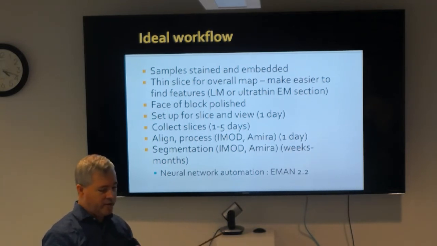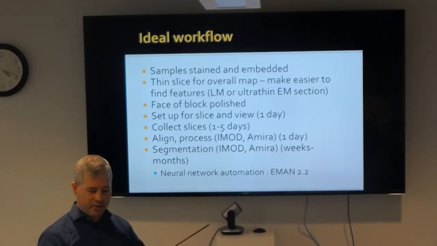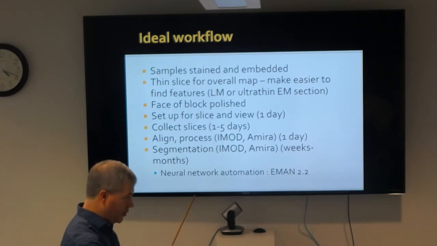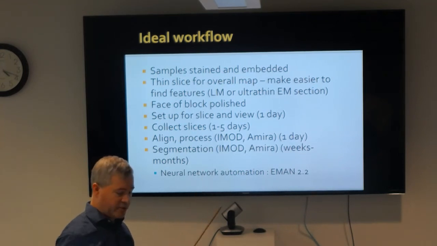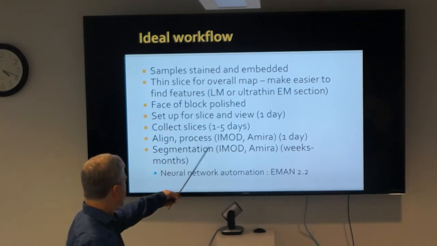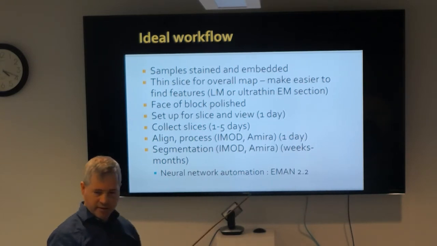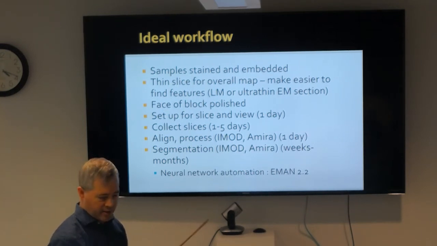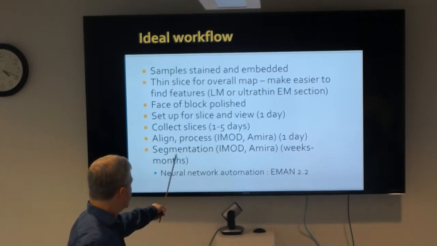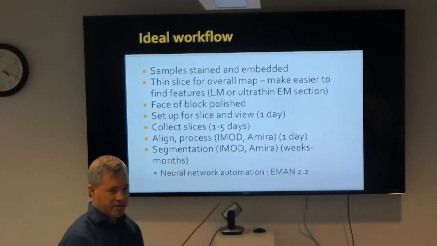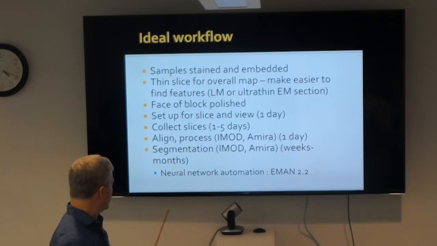So if you're willing to sacrifice quality for quantity, you can go a lot deeper and do a lot more. But if you really want the highest quality image, so it looks almost like a TEM image, then it's going to take a little while. Aligning and processing the slices to make the 3D movie doesn't take very long. It's a day or less. You can use IMOD or Amira. But then the segmentation can take weeks to months if you're doing it manually.